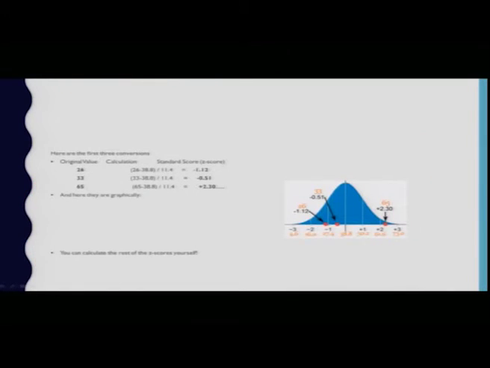So, now let us say the first three values were 26, 33 and 65. I have calculated this value as an original value, and its calculation is this, and the standard score has come out as minus 1.12. For 33 it has come out as minus 0.51. For 65 it has come out as plus 2.30, and so on and so forth.